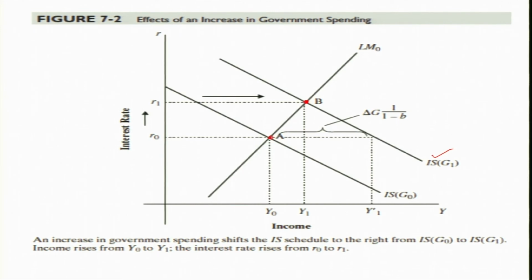So you can see two things here. Suppose there was no LM curve at all, then the increase in income from A should be this much.